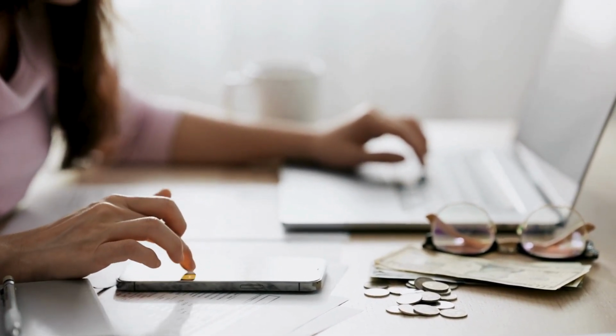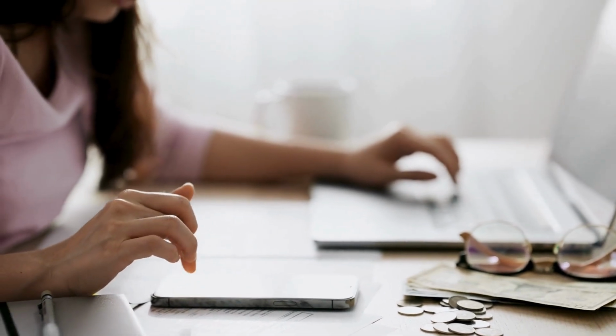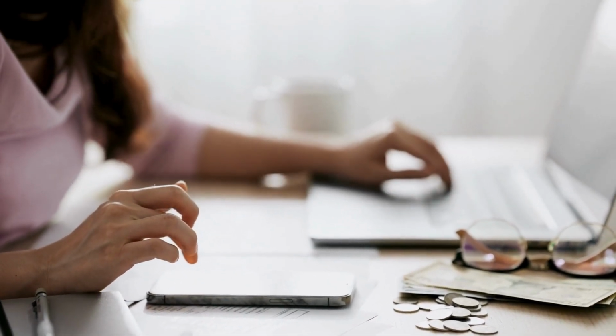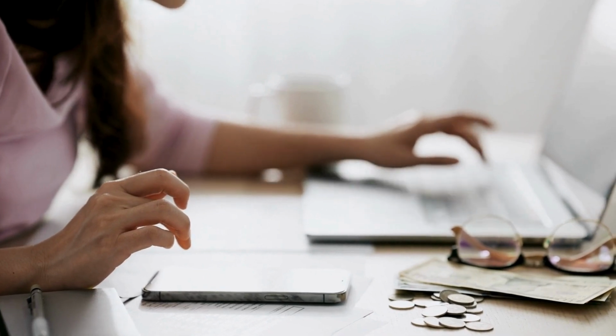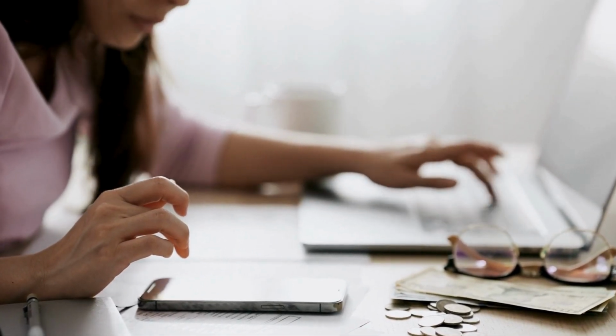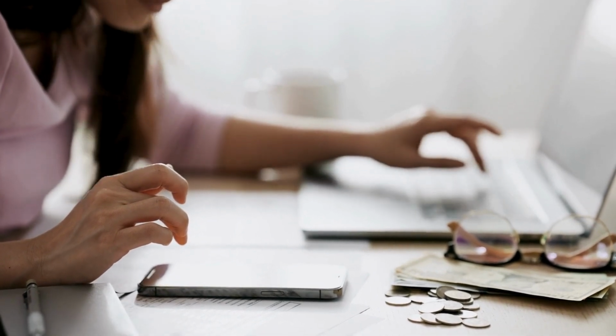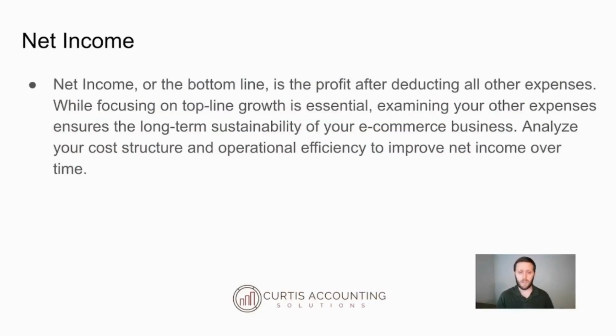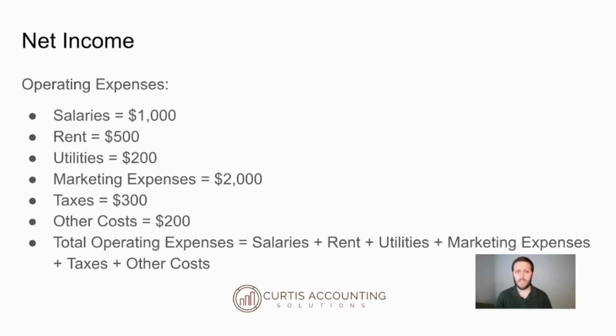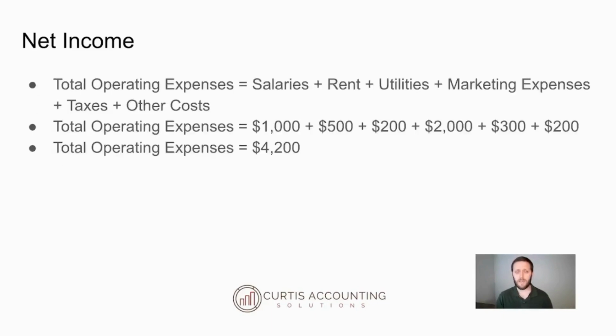So to calculate net income, it's pretty straightforward. We'll need to deduct all of the operating expenses from our gross profit. Operating expenses typically include things such as wages and rent, utilities, marketing expenses, taxes, and other costs associated with running the business. Using our example, we're going to use these assumptions to calculate our operating expenses. We want to add all these up. We have salaries at $1,000, rent $500, utilities $200, marketing expenses $2,000 like we had before, taxes of $300, and other costs of $200. So we add all of that together and we get $4,200.